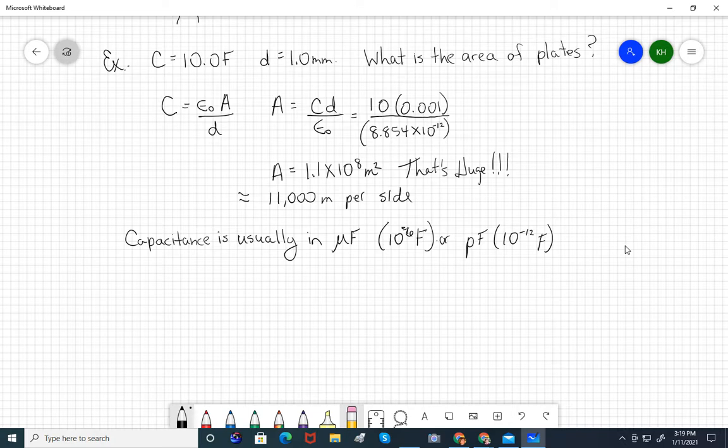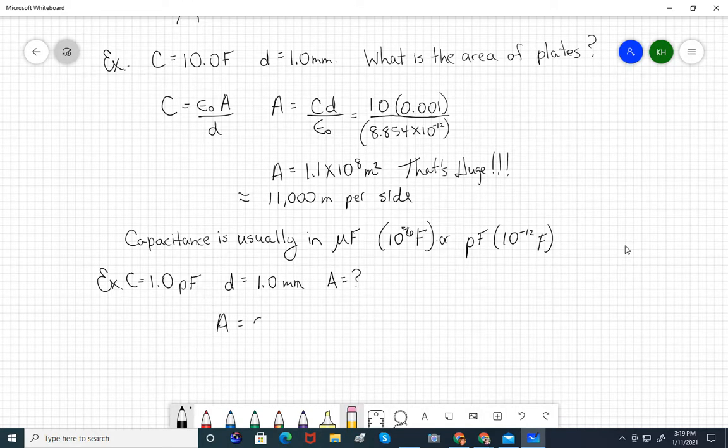So let's change the problem. Instead of trying to have a capacitance of 10 farads, let's try to have a capacitance of 1 picofarad. So that's our capacitance. We'll let our plate separation still be 1 millimeter. Now let's find what the area is.